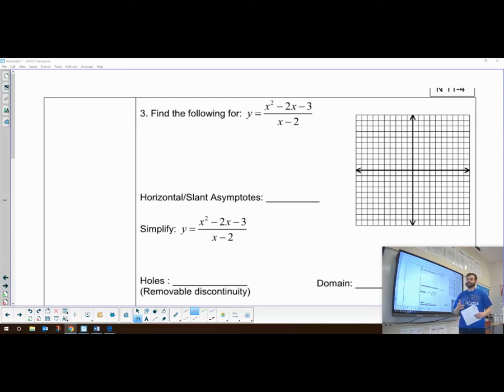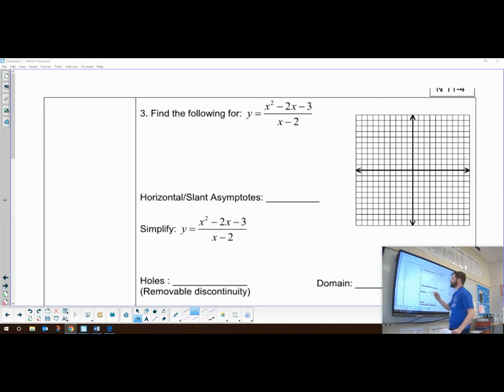Hey guys, this is part 2 for 11.4. So if you haven't seen 11.4, the first part, make sure you go back and watch that. This is our last graph. So here we're talking about, we need to find the horizontal or slant asymptotes. We need to find the vertical asymptotes or the holes in our graph. So we're going to have to get to work on that.